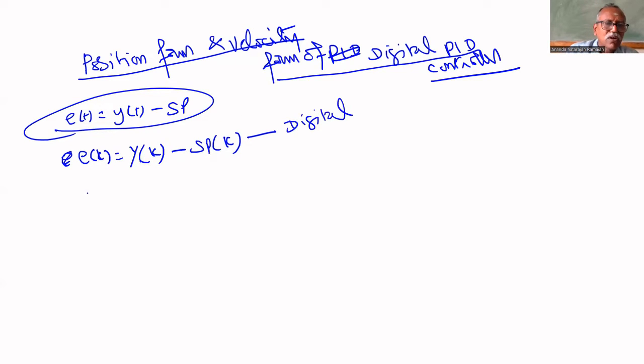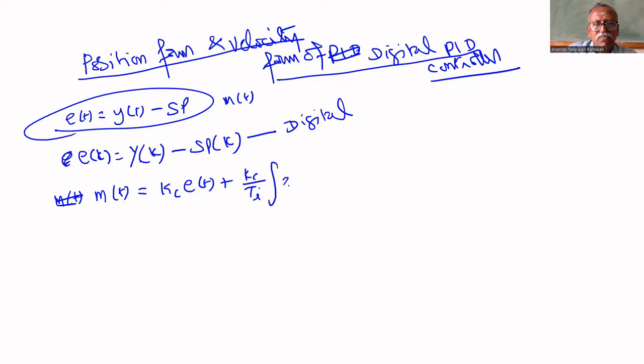Controller output in analog we will say M of t; here it is M of k. Let us write the analog form first. M of t equal to Kc multiplied by E of t plus Kc by Ti integral of E of t dt plus, for PID, Kc Td dE by dt, plus bias. So this is the analog controller output.